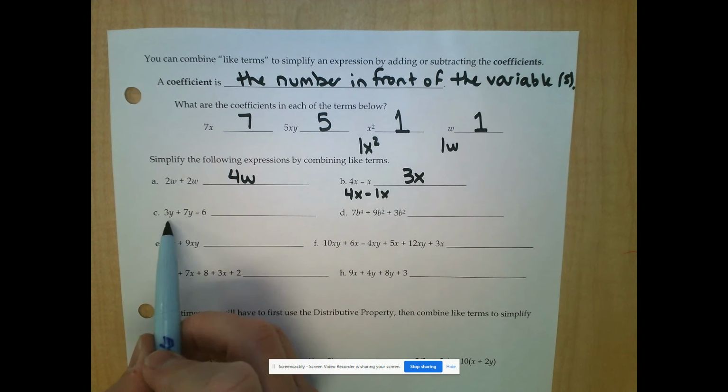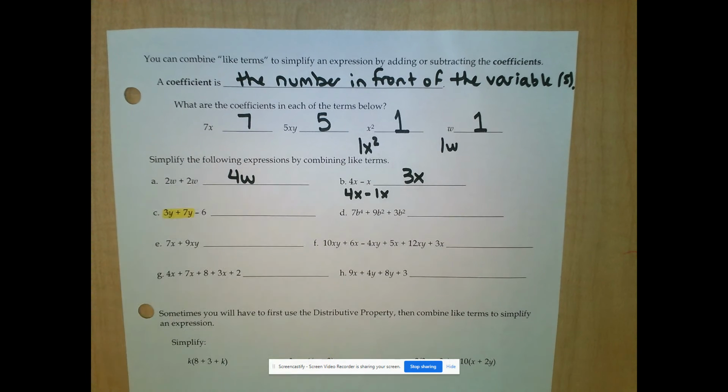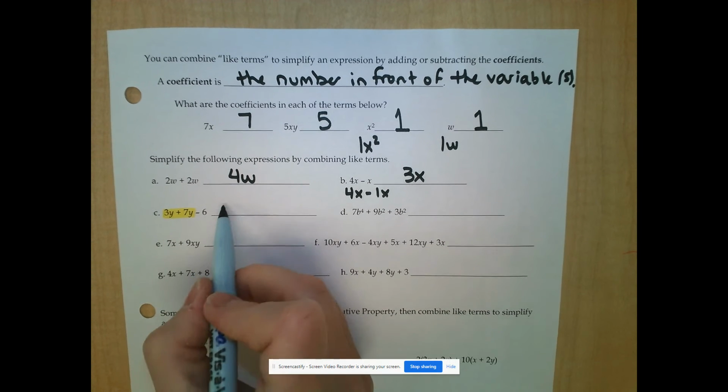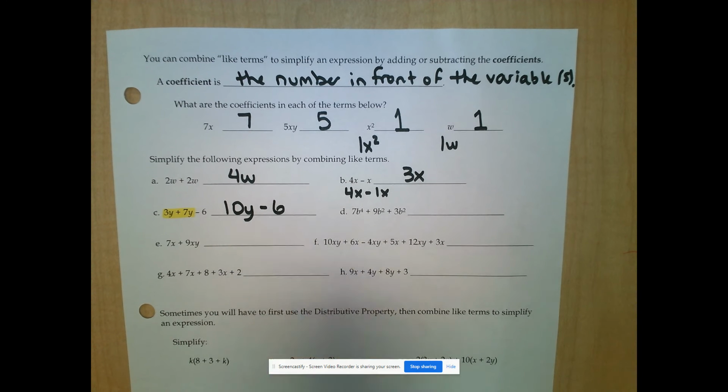3y plus 7y, I can combine those, but I cannot combine them with the minus 6. So I might highlight the ones that can be combined and add them together to get 10y. And then you just write the minus 6 because it doesn't have a y, so it can't actually be subtracted from the 10.